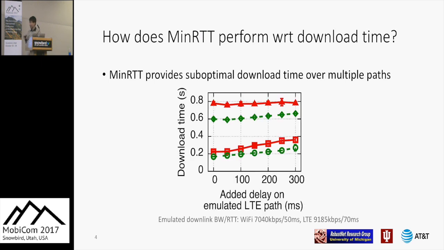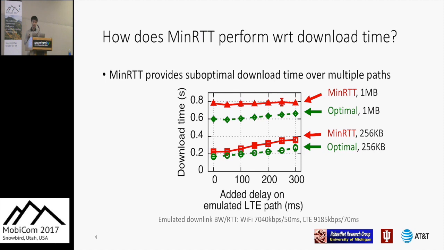As a motivating example on this slide, we emulate Wi-Fi and LTE networks on a laptop with network characteristics from recent large-scale measurements. We use these settings to download two file sizes. The first one is 1 megabyte. The second one is 256 kilobytes.